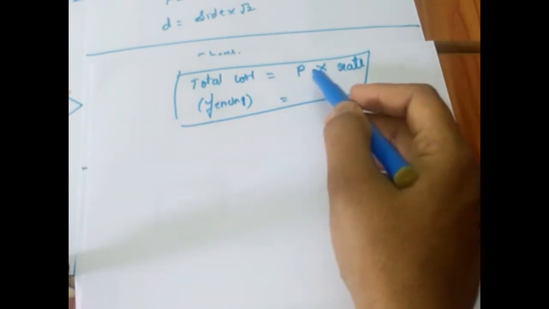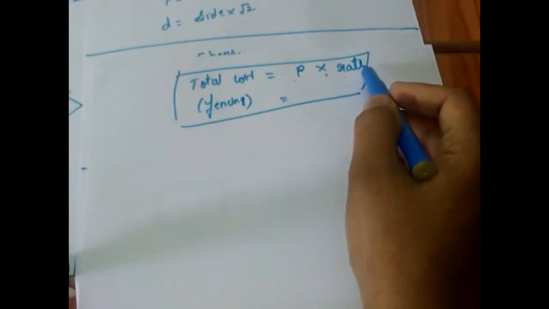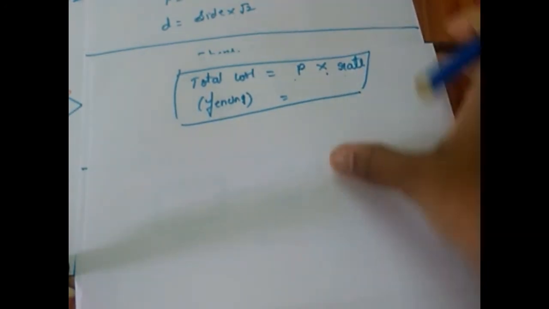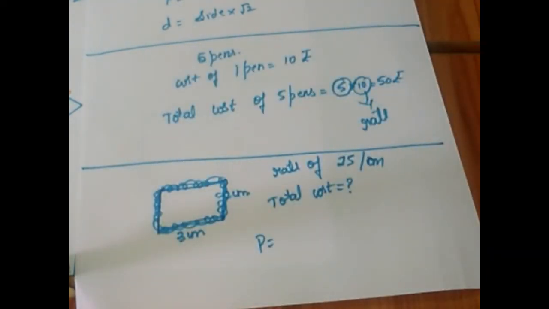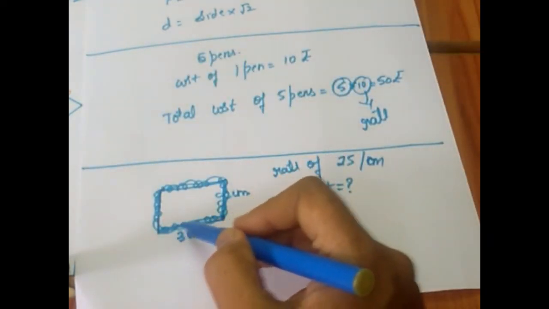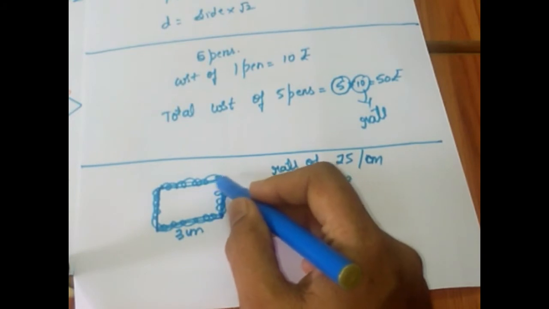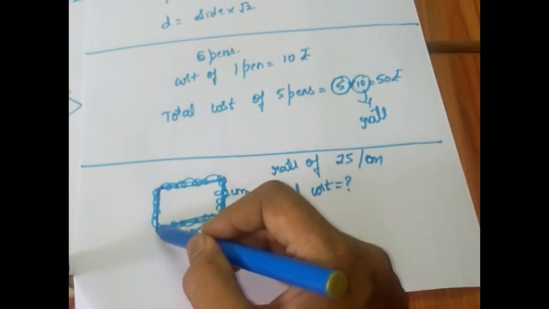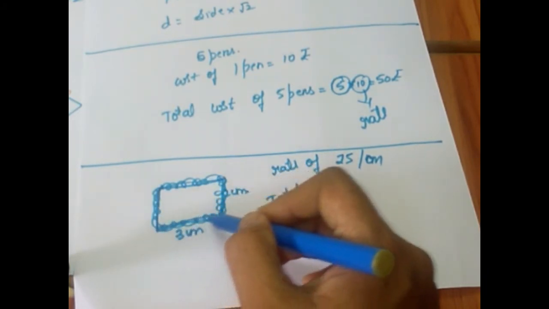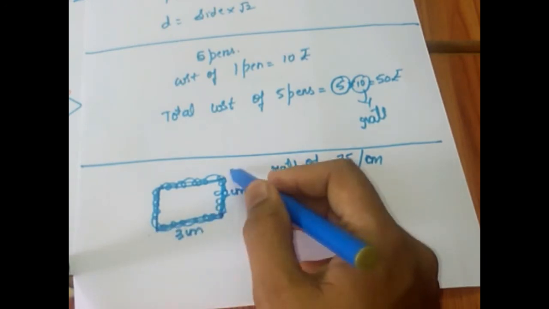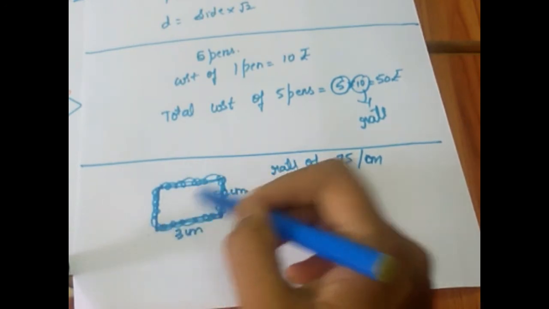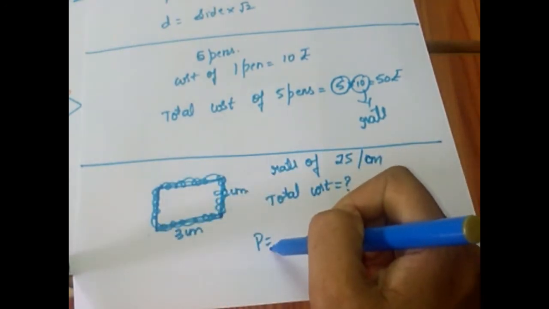What is the formula? Perimeter into rate. So diagrammatically I have shown you. Fencing is the protection layer which you are going to apply for a rectangular region or a square region. So the measure of this shaded region can be calculated only by calculating perimeter.